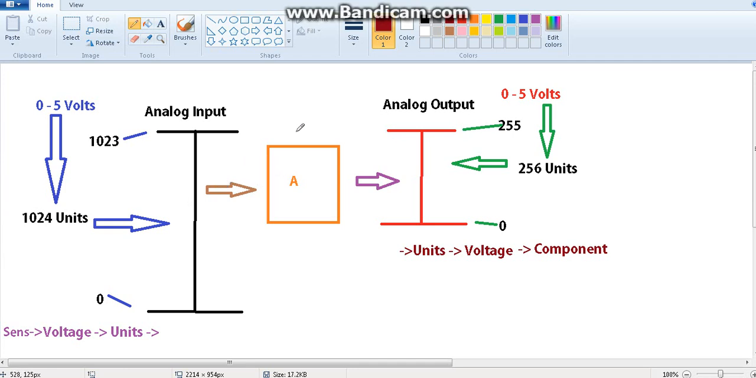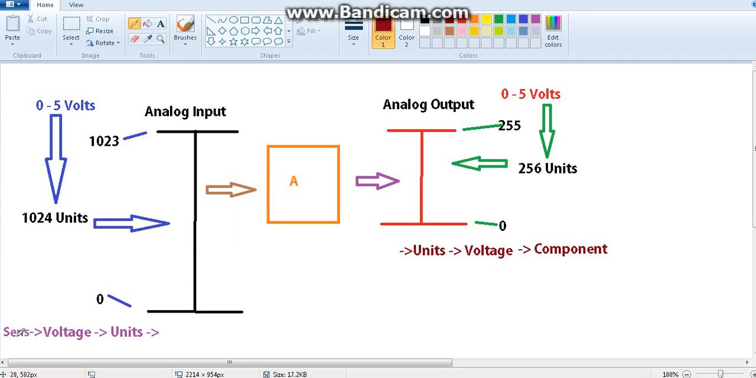Okay, so the orange color box with the A is our Arduino. And we know the value is from 0 to 1023, because with 1024 units we start from 0, so 1023 is the maximum value. You can see the direction here with the brown arrow. It is coming as an input inside Arduino, right?